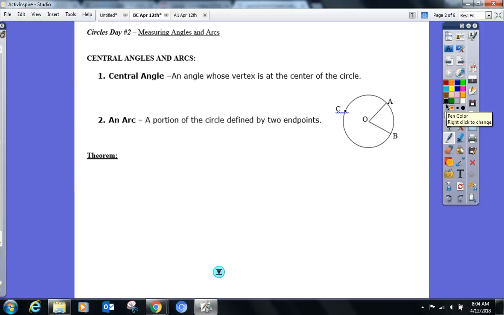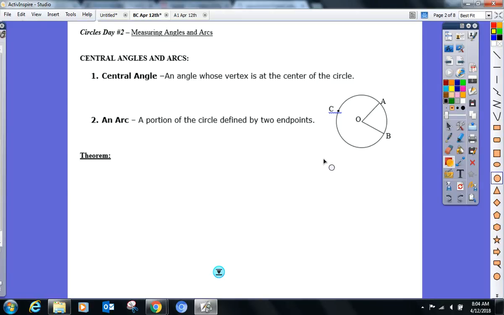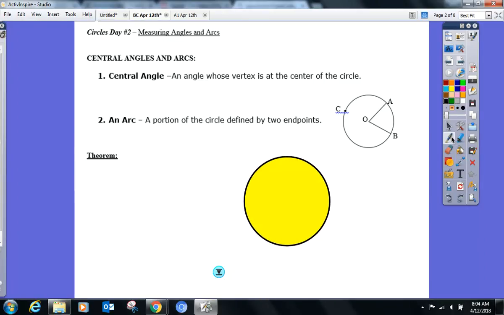Central angle. We'll start with a central angle in a circle. Now, please don't draw the circle, but if I have a circle, there's many different angles I can make in there. I can make an angle that looks like that. I could make an angle that looks like that. Here's an angle, right? What makes an angle a central angle?